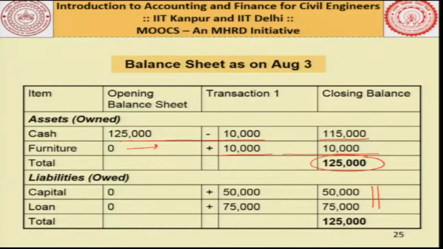Is it clear? So, you can see at any point of time I look at the balance sheet, my total assets and total liabilities are matching.